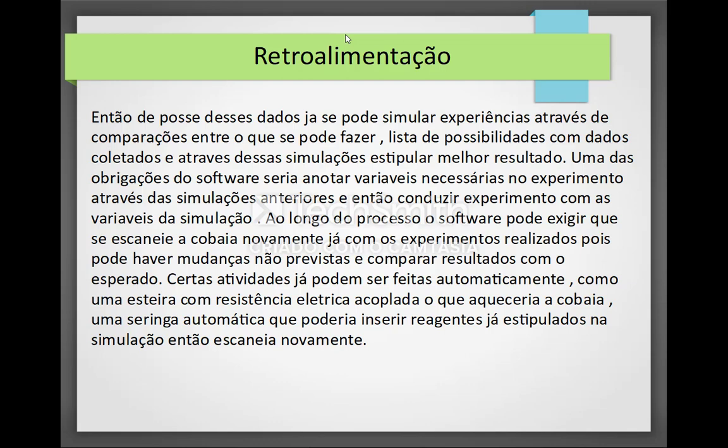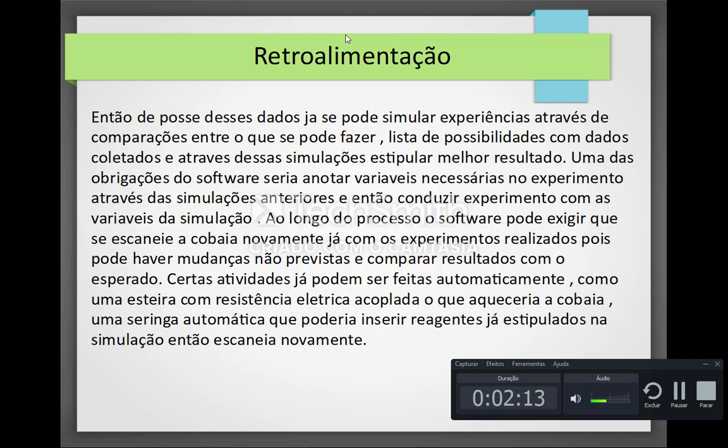Throughout the process, the software may require you to scan the guinea pig again with the experiments carried out, as there may be unforeseen changes, and compare results with what is expected. Certain activities can already be done automatically, such as a mat with electrical resistance attached which would heat the test subject, an automatic syringe that could insert reagents already stipulated in the simulation, then scan again.